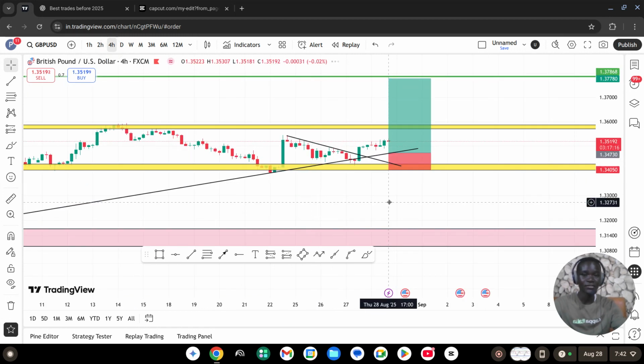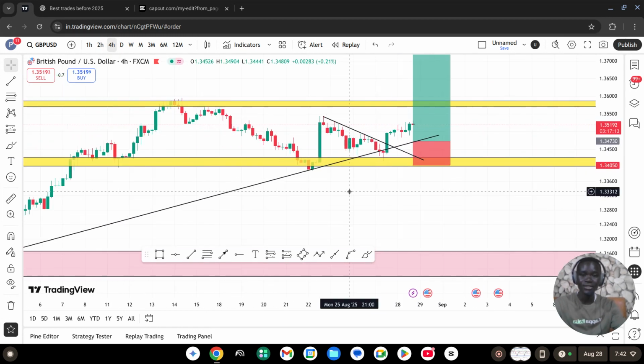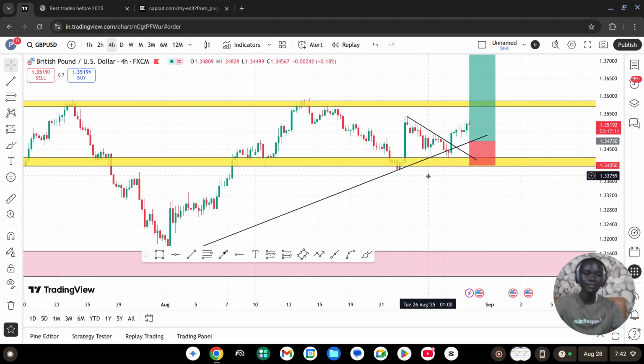I came into the 4 hour, guys. Pretty simple. As you can see, the third touch of the trend line is much more impactful. This was the first, the second. Here you see how the market can manipulate you. The market came here and tried to shy away.